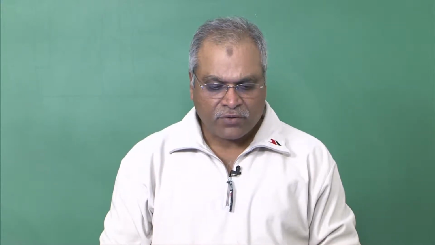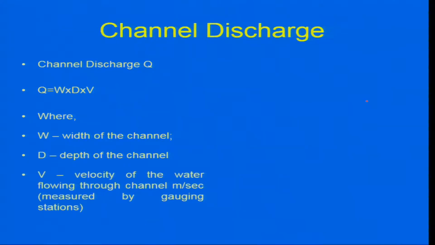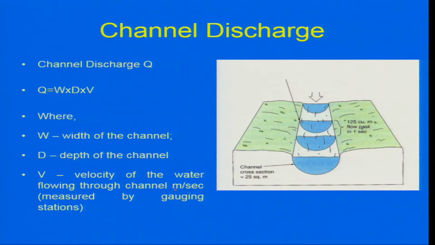Channel pattern, or channel discharge, if you take, you need certain parameters like the width of the channel, the depth of the channel, and the velocity of the water flowing through the channel in meters per second. For example, you have a cross sectional area of 25 square meters and a velocity of 5 meters per second, and then the total discharge will be around 125 cubic meters per second.